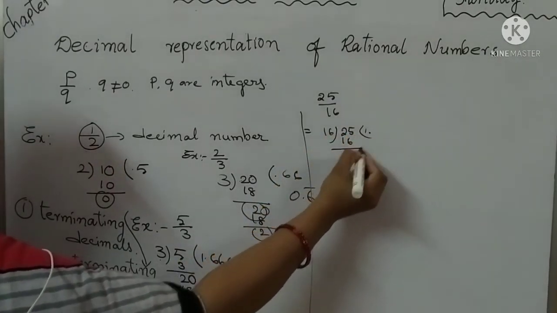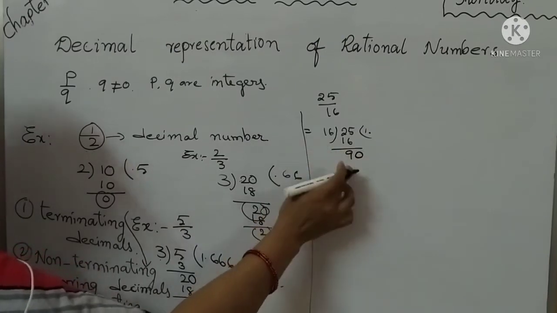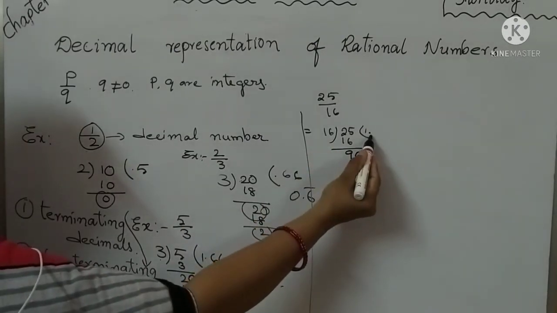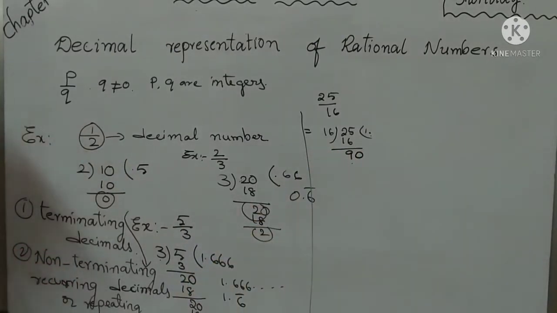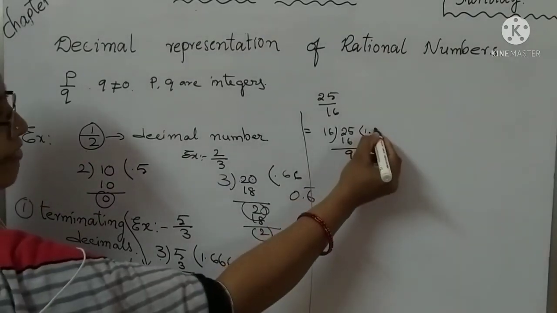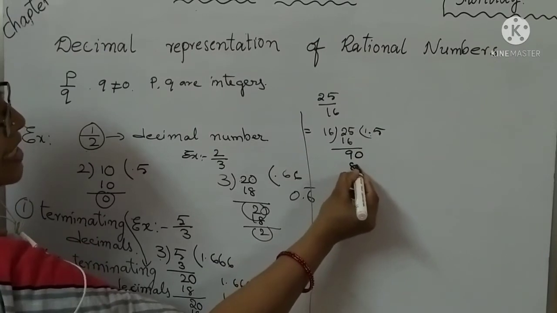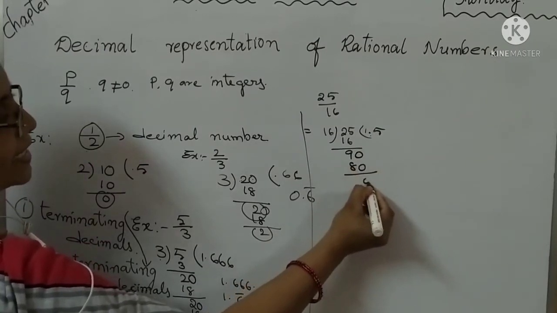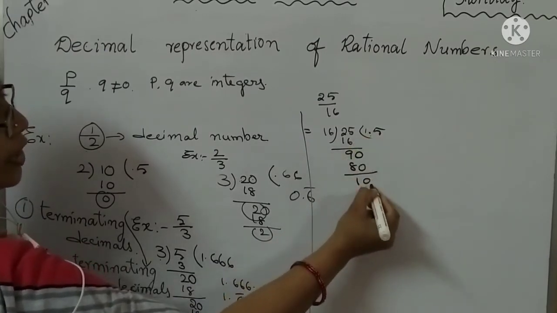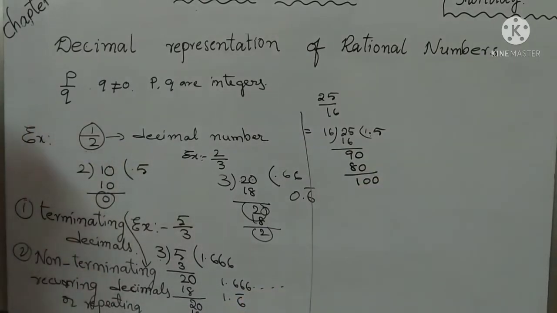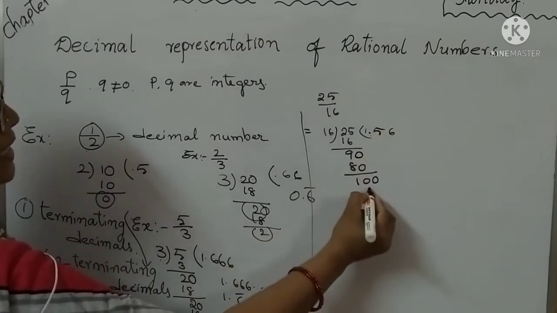Here put the point and take the 0. Is 69 possible? No. Then we keep the point and take the 0. How many times is it possible? 16 table, 5 times is possible. 16 fives are 80. Again here 0, 1. Already keep the point, again take the 0. How many times is it possible? 6 times is possible. 16 sixes are 96.